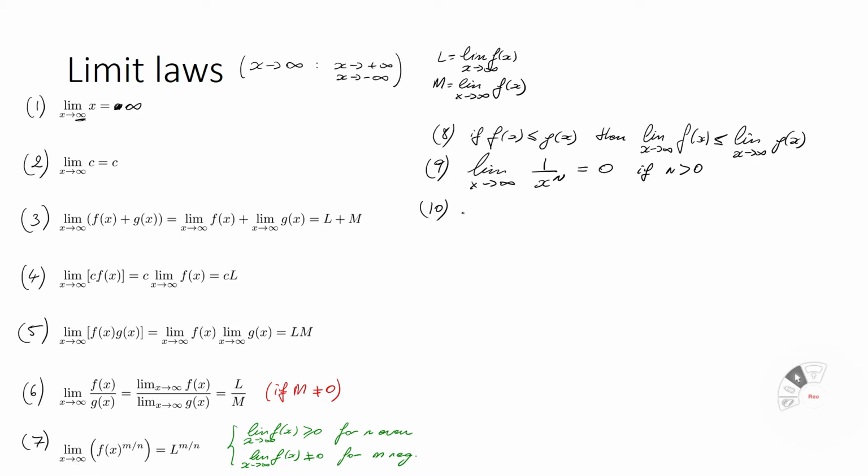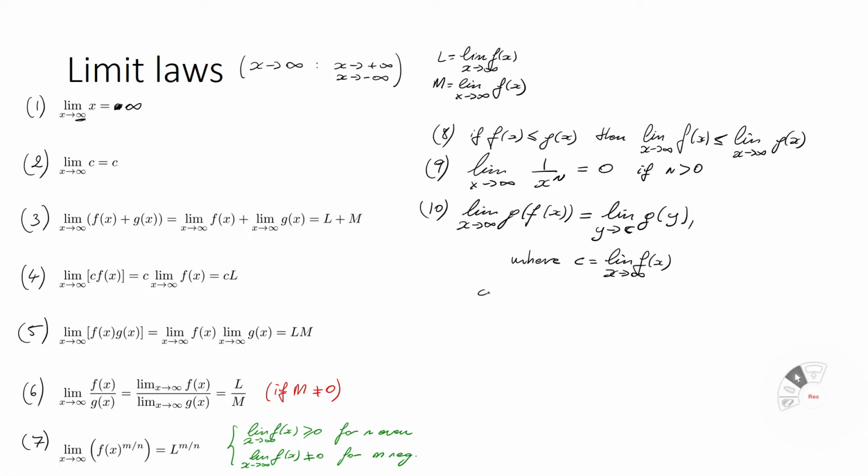And the last one, and that's a useful one as well: if you have the limit of a composition of functions, g of f of x, and you let x go to infinity, then that is the same thing as taking the limit of g of y, with y going to a certain value c, where c is equal to the limit of f of x as x goes to infinity.